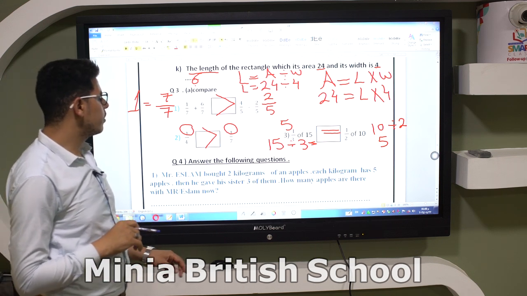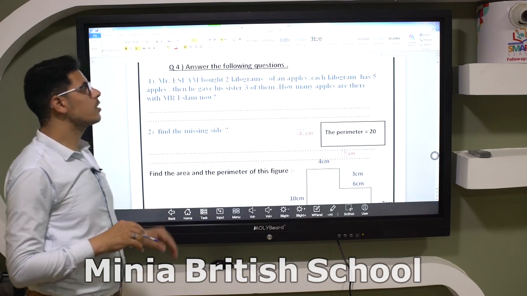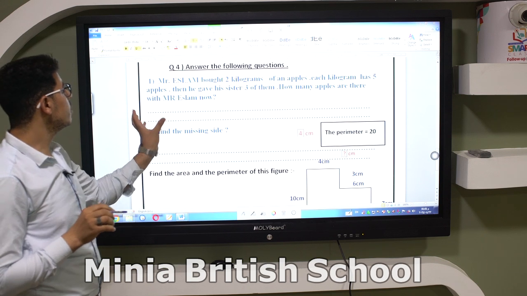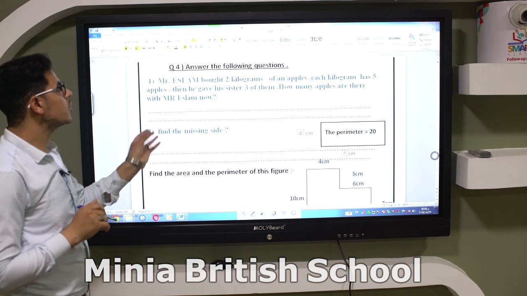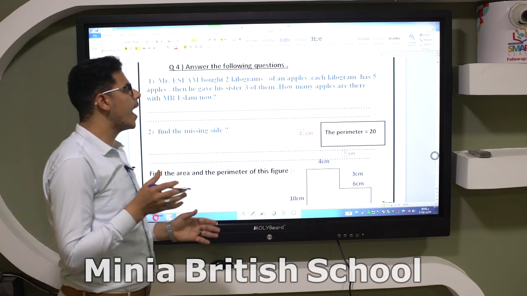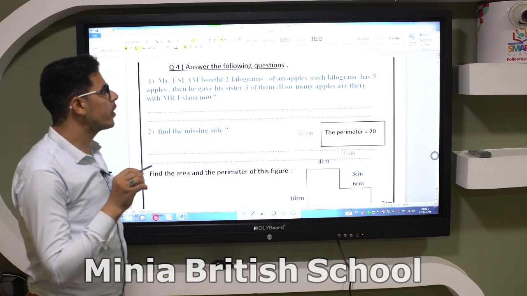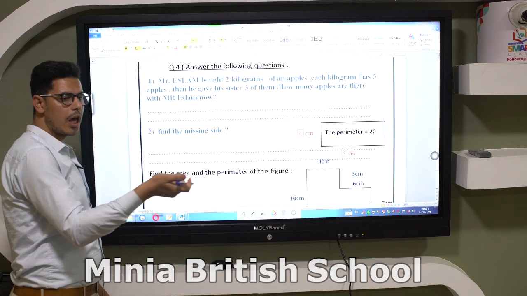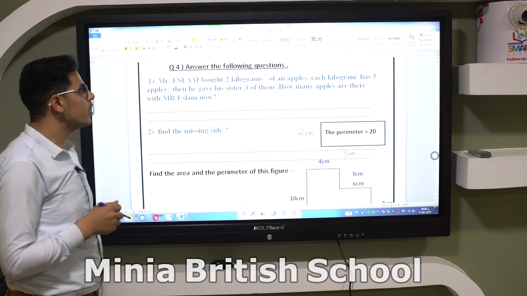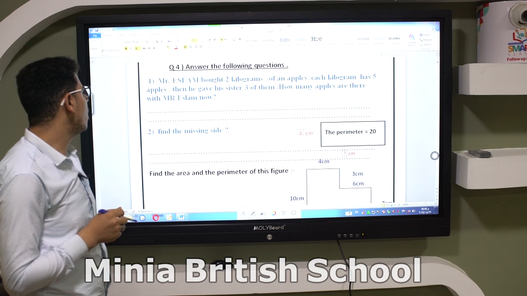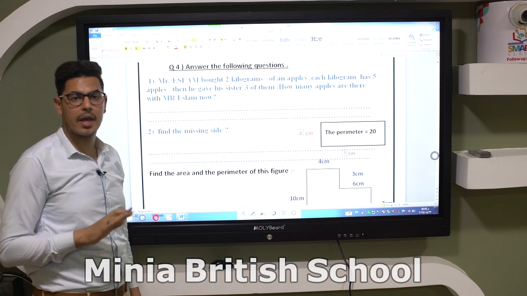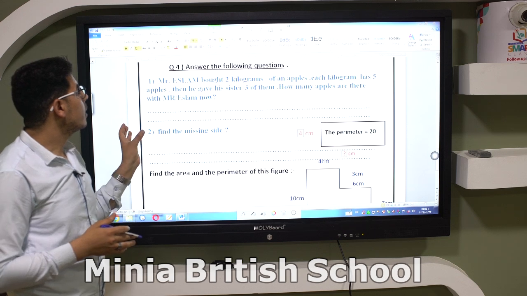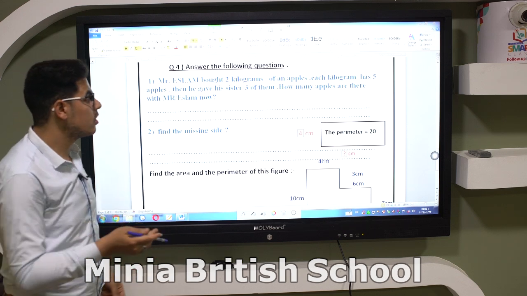Let's see another example. Here, the story problem. All of you pay attention. Here, Mr. Islam bought 2 kilograms of apples. Each kilogram has 5 apples. Then he gave his sister 3 of them. How many apples are there with Mr. Islam now? Let's draw the example to understand it.